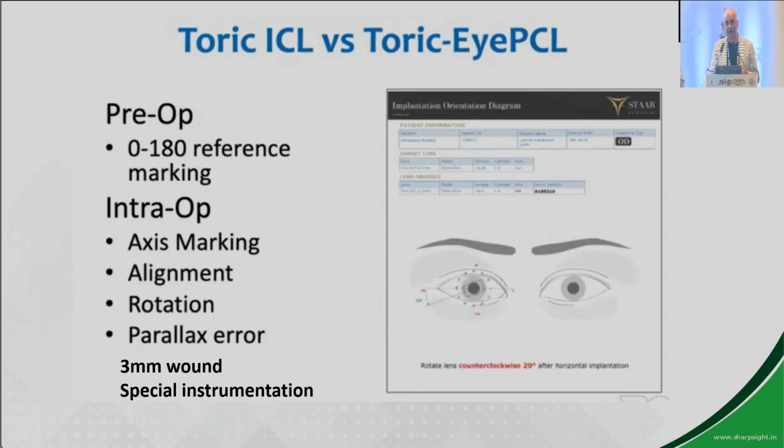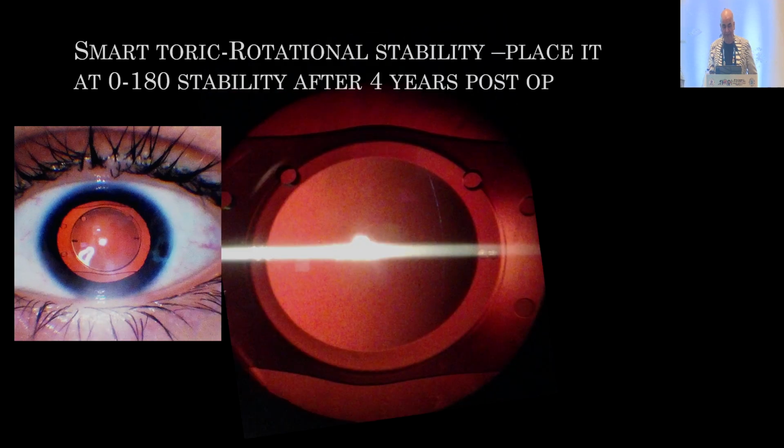There's no need for a chart. There's no need for a reference point. All you need to do is mark 0-180 and the lens will land in its place. Now this is a patient 4 years post-operatively, bang at the place where I left it, 0-180.